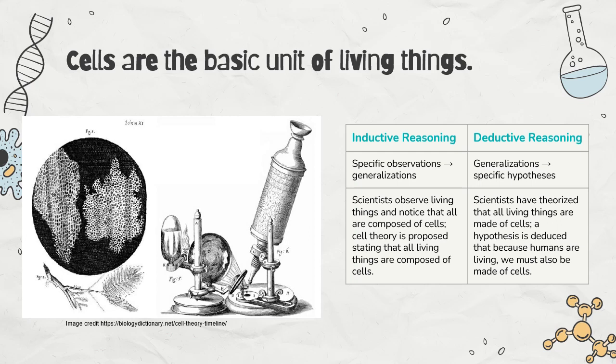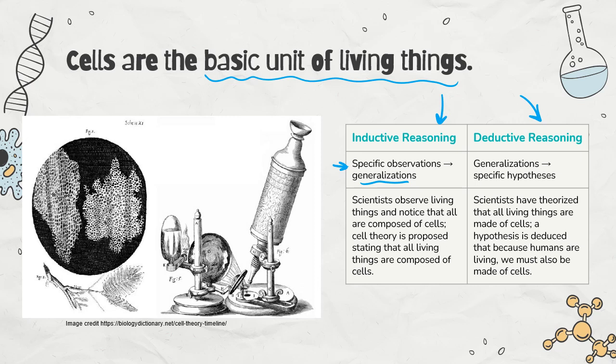Cells are a very important topic in biology because they are the basic unit of all living things. We know this through a couple different kinds of reasoning that scientists love to use. We like to use both inductive and deductive reasoning. Inductive reasoning, we take some specific observations and then use those observations to make some generalizations.